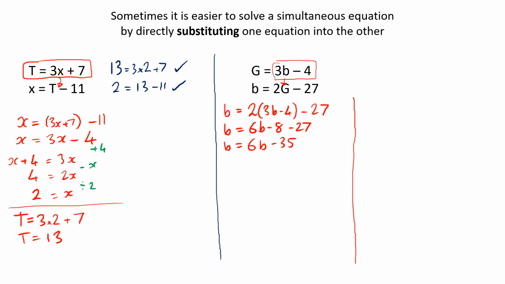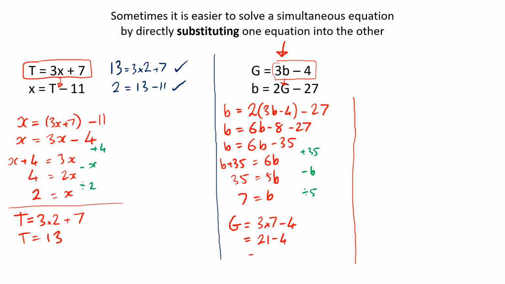And then we probably want to go through the same thing we did before. So we're going to add 35, we're going to take away the b, and we're going to divide by 5. So let's just see how that works out. So b plus 35 is 6b, 35 is 5b, and divide, and we'll end up with b is equal to 7. We could then substitute that back into the top one. G is 3 lots of 7 minus 4. And remember, I'm getting this from here that G is 3b minus 4, so I'm just substituting that back in. 21 minus 4, so G is equal to 17. So that's one option. We could have put the 3b minus 4 in place of the G.